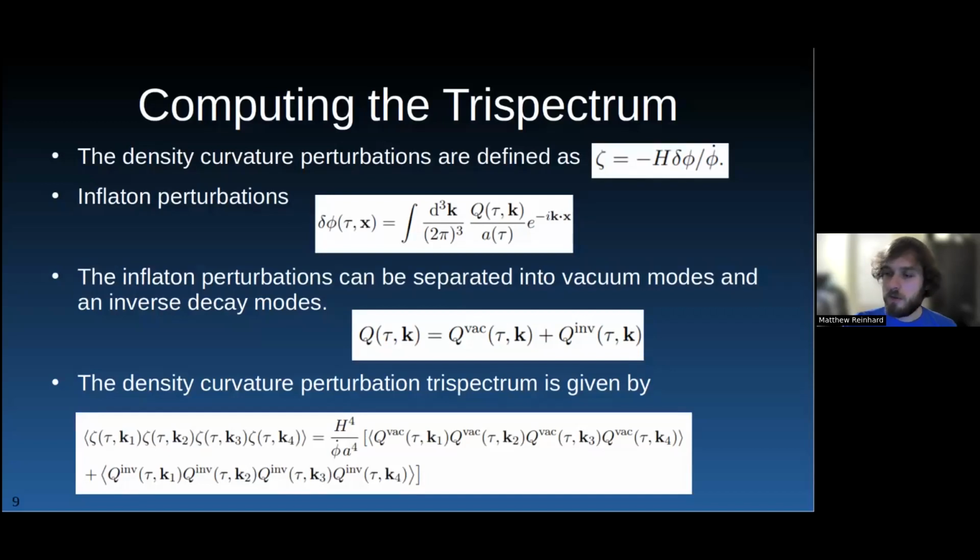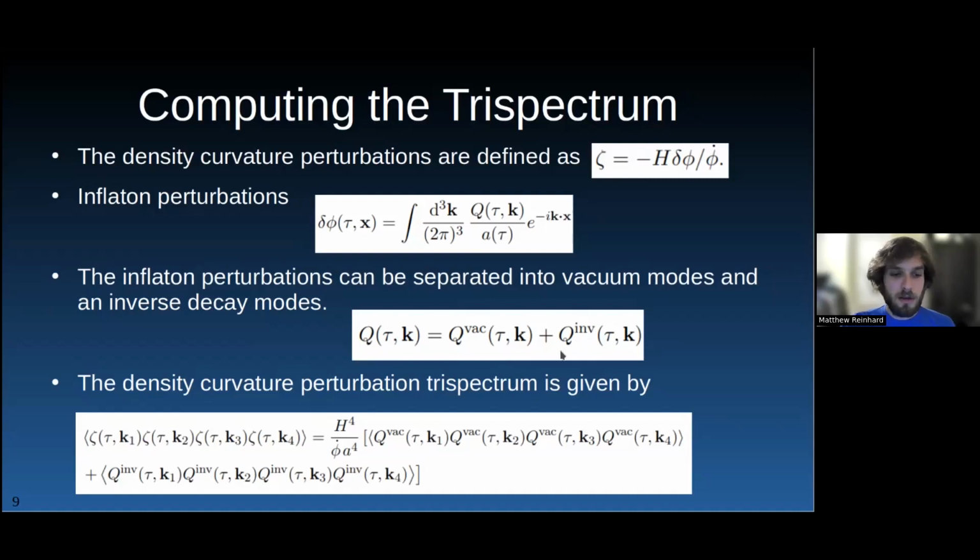Now the density curvature perturbations, zeta, are given by minus H, the Hubble parameter, times delta phi, which are perturbations in the axion field about its background value, divided by phi dot, which is the time derivative of the axion field. So we can write these axion field perturbations as a Fourier expansion in terms of these Q mode functions. And these mode functions can be separated into the component due to vacuum fluctuations, as well as a component due to inverse decay of gauge quanta into axions.